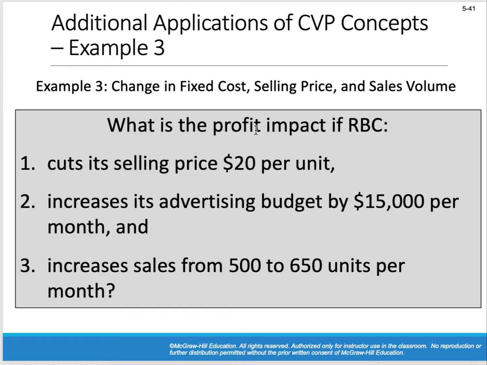Let's look at our next example here. This is example 3. And example 3 says we got a whole ball of wax going on here. We change the fixed costs, we change the selling price, and we change the sales volume. So we're in our meeting and we say, okay, folks, we got to increase sales. What do we do?